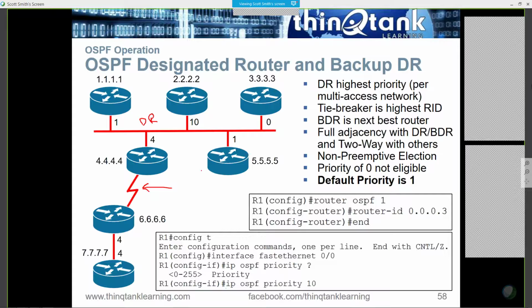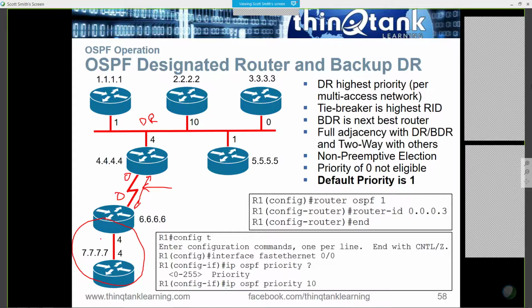What is the purpose of doing a DR-BDR election? To reduce the number of adjacencies that you have to have. I can't reduce the number of adjacencies on a point-to-point serial link. That's not possible. So by default, the priority is 0 on these links, and there's no DR-BDR election that takes place on these interfaces. Is there going to be a DR-BDR election down here?